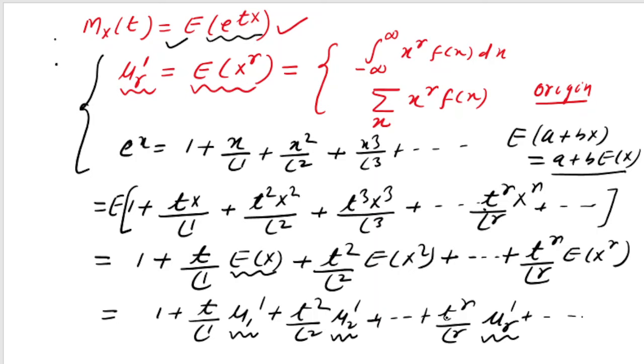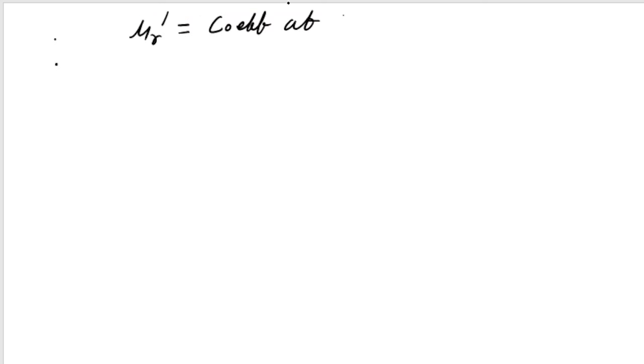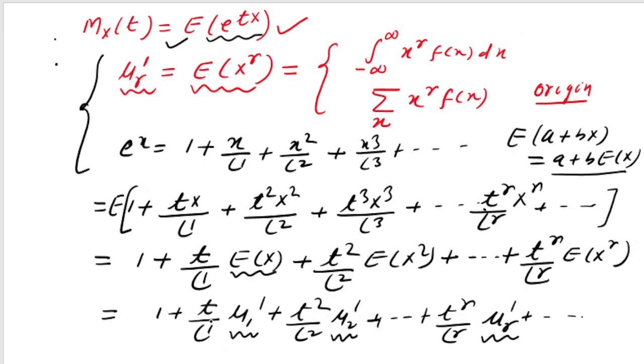So if I have to calculate the rth order moment, that is, if I have to calculate mu r dash, it is the coefficient of, sorry, not x to the power r, t to the power r by factorial r. So it is the coefficient of t to the power r by factorial r in the expansion of expectation of e to the power tx. So with the help of this function, we can easily calculate the rth order moment. And how can we easily calculate the rth order moment?